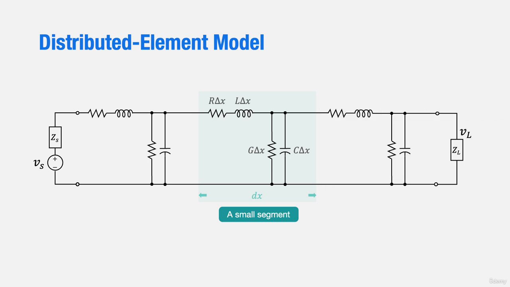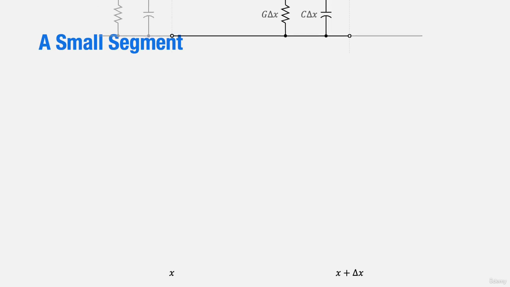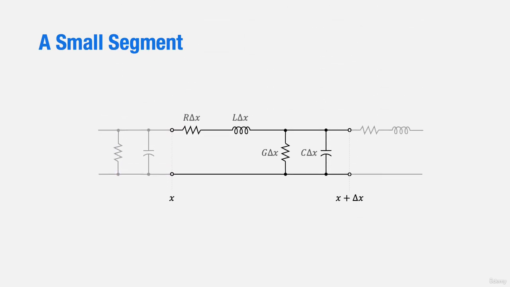To analyze a transmission line, we begin by cutting a small piece out of it for discussion. We specify that the starting point of the cut is at position X on the left, and the ending point is X plus delta X on the right. Assuming that the signal is transmitting from left to right, position X is the input and X plus delta X is the output of this small segment.